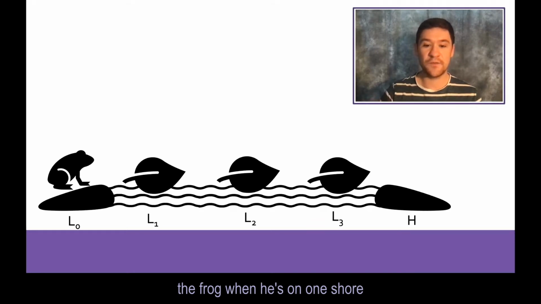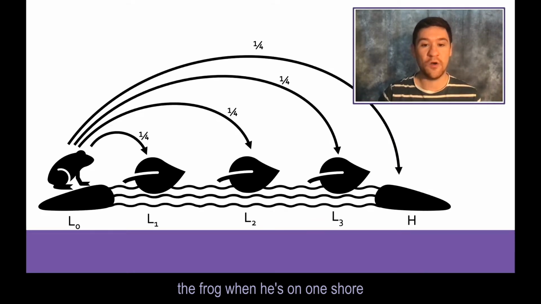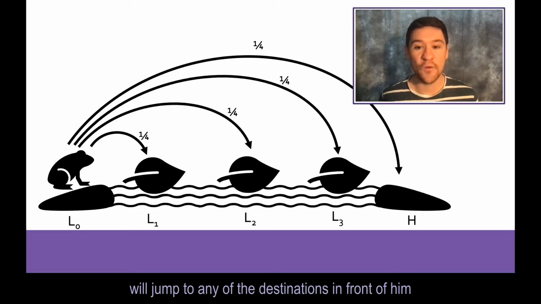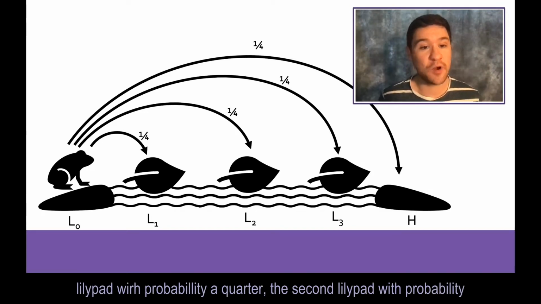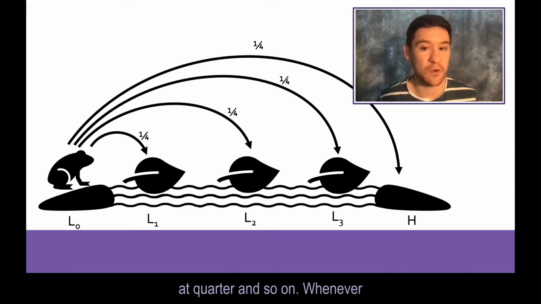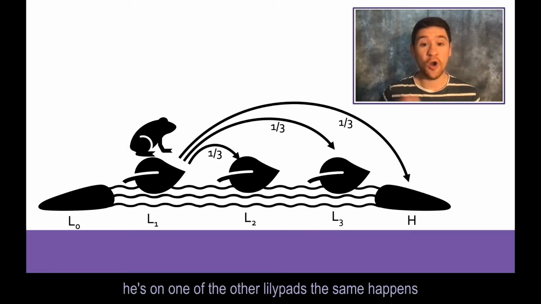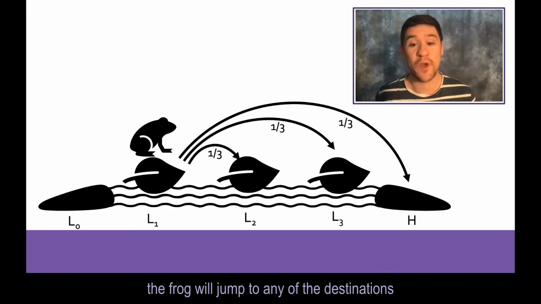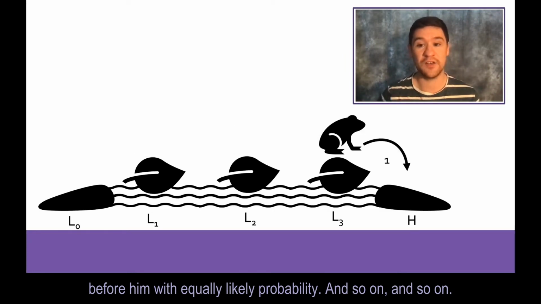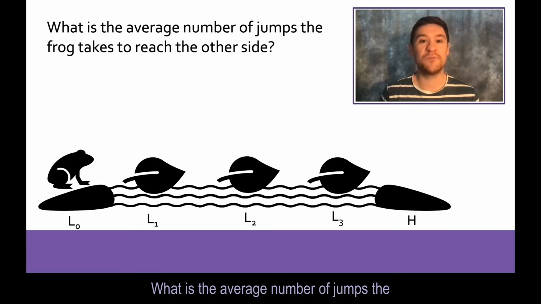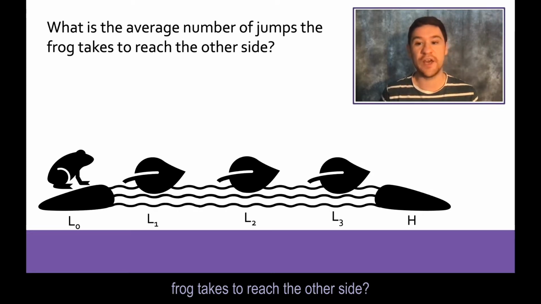So in this case, the frog, when he's on one shore, will jump to any of the destinations in front of him with equal probability. So jump to the first lily pad with probability a quarter, the second lily pad with probability a quarter, and so on. Whenever he's on one of the other lily pads, the same happens. The frog will jump to any of the destinations before him with equally likely probability, and so on. What is the average number of jumps the frog takes to reach the other side?